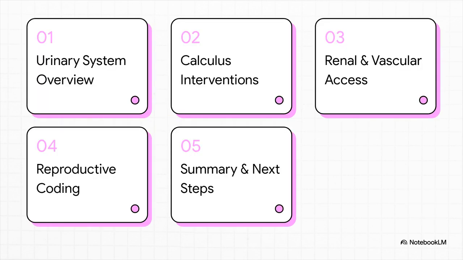All right, here's our game plan for today. We'll start off with a high-level urinary system overview, specifically looking at endoscopy. Then, we'll tackle interventions for urinary stones. After that, we'll move right into renal surgeries and vascular access for dialysis. We're going to wrap up our deep dive with reproductive system coding before finally summarizing our next steps.